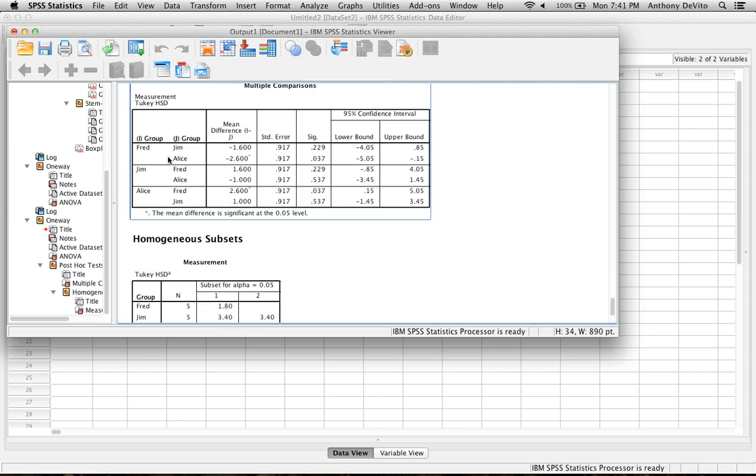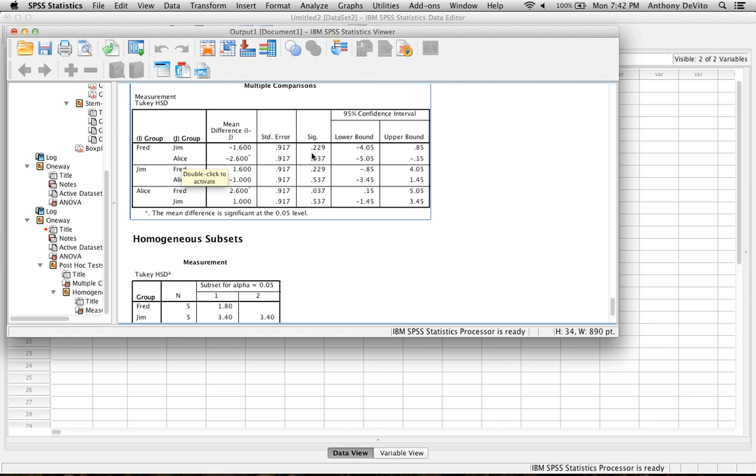Now it actually shows us the results for each individual pair of groups, each individual mean. So if we compare Fred and Jim, the probability of being able to reject the null hypothesis that they're the same mean is a significance, a p-value of 0.22. Can we reject that null hypothesis? No, we need that to be less than 0.05. How about Fred versus Alice? Fred versus Alice is 0.037.